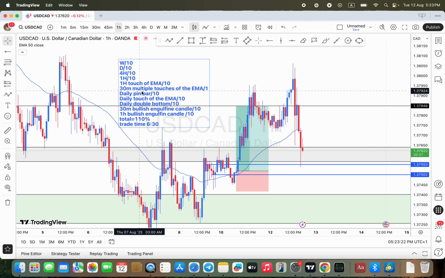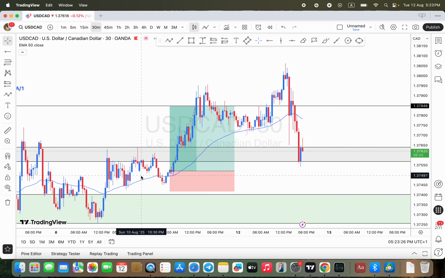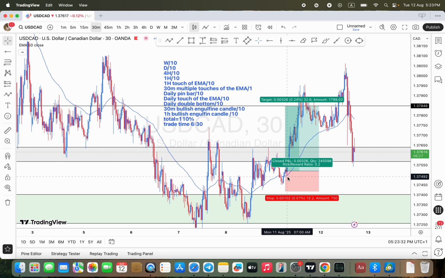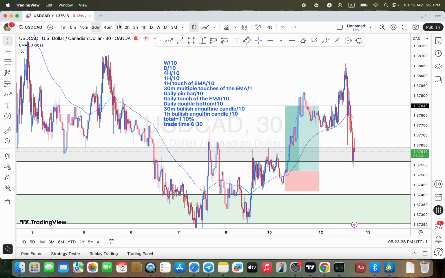Another confluence is a 30-minute multiple touch. If I go to the 30-minute, we see multiple touches of the EMA. We have a touch here, another touch here, and another one here. That's why I say multiple touch of the EMA.